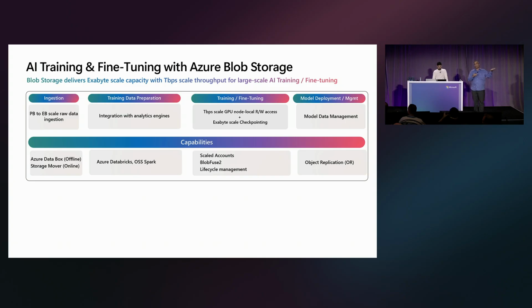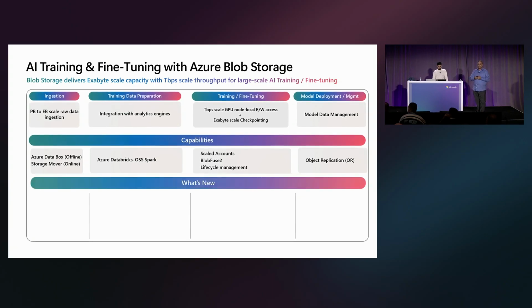Whether it's bringing that data in with Storage Mover, a fully managed online data mover service. We, of course, have always had our DataBox offline import. The really tight integration of storage with Databricks and open source Spark, and the ability to work with your data with Azure Data Lake Storage. We've invested a lot in throughput and scale. We'll talk a little bit about that later in this talk. And then foundational capabilities like object replication that make it easy for you to move your data around.